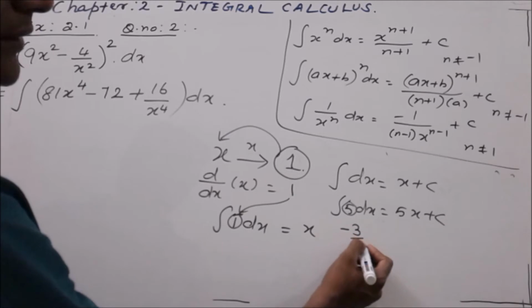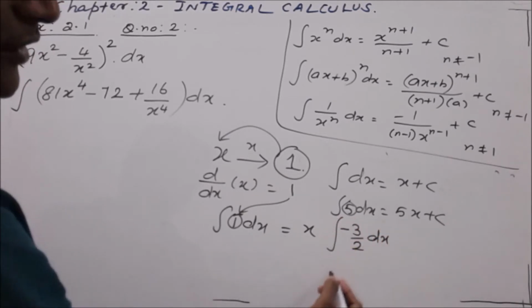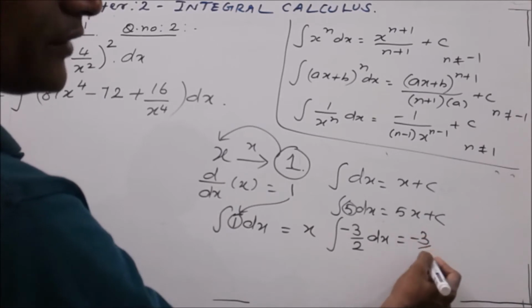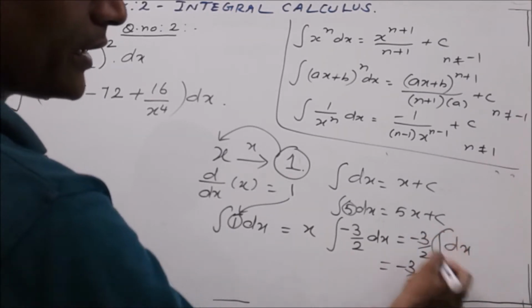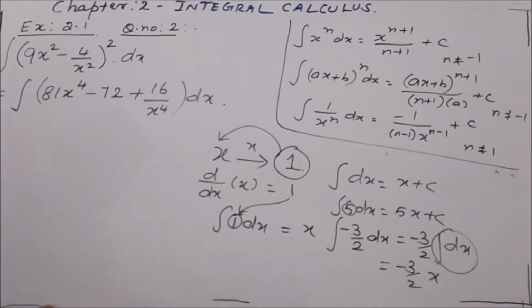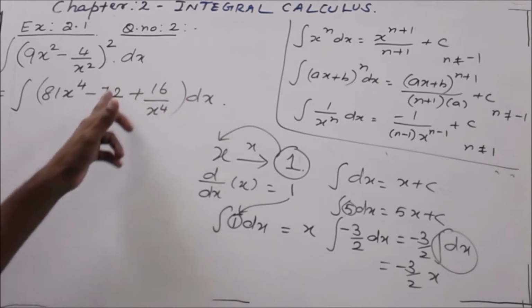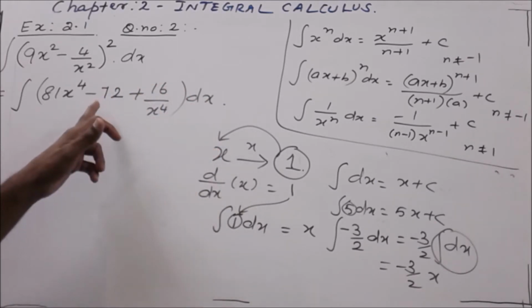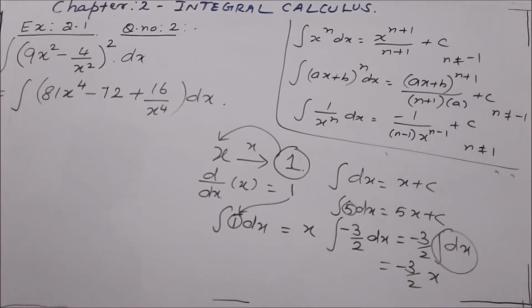Integral of minus 3 by 2 dx is equal to minus 3 by 2 integral dx, that is equal to minus 3 by 2 into x. So when we integrate constants, x will be multiplied with the constants. If it is dx, x multiplied by the constant. If it is dt, t multiplied by the constants. If it is ds, s multiplied by the constants.